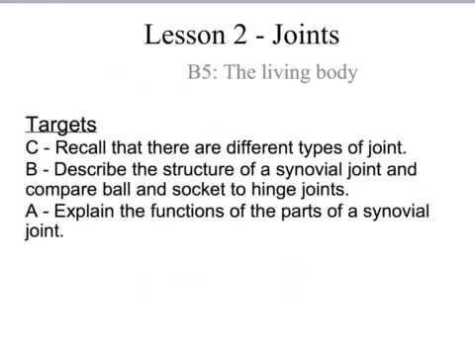In terms of our objectives for today's lesson, first of all, to recall that there are different types of joint. We've discussed the two that are in the specification, but we've also had a look at another two. See if you can remember what those four different types of joint are. We need to describe the structure of a synovial joint, naming the different parts of it and comparing the ball and socket to the hinge joint in terms of range of movement, but in fact they are both synovial joints. And for that A grade, we need to explain the functions of those parts of a synovial joint. What are the functions of the cartilage? What are the functions of the synovial membrane and the synovial fluid? And what is the difference between ligaments and tendons?